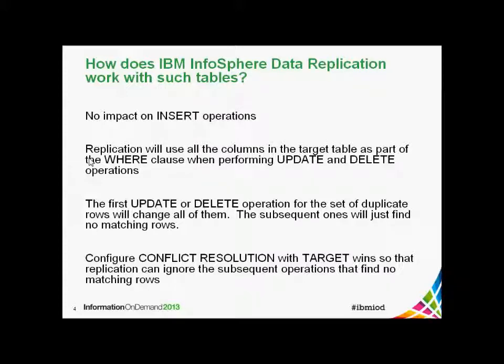In general, data replication may notice that an update found no rows or delete found no rows and consider that to be a problem. So to ensure that that doesn't cause any sort of problem, you can configure conflict resolution with a target wins resolution strategy so that replication can understand that it can safely ignore the subsequent operations that find no matching rows. And that's it. Thanks.